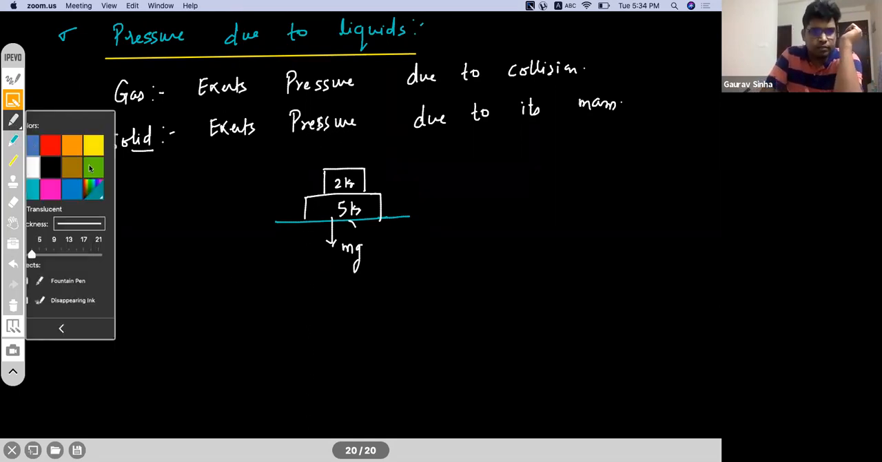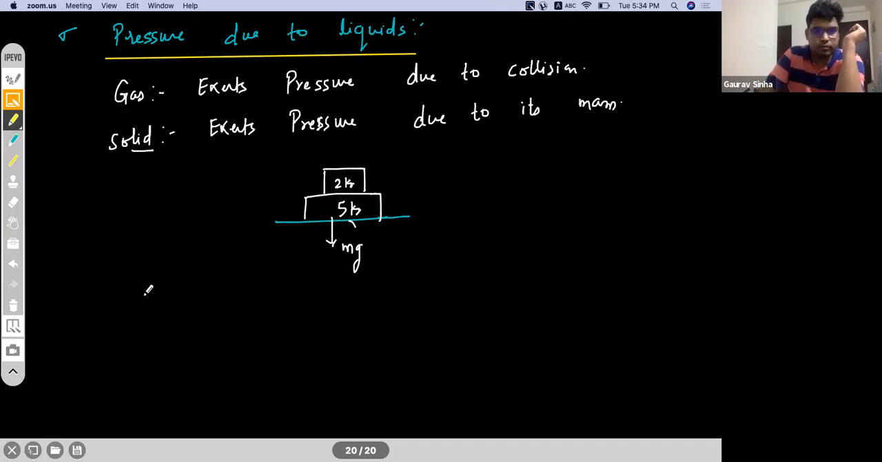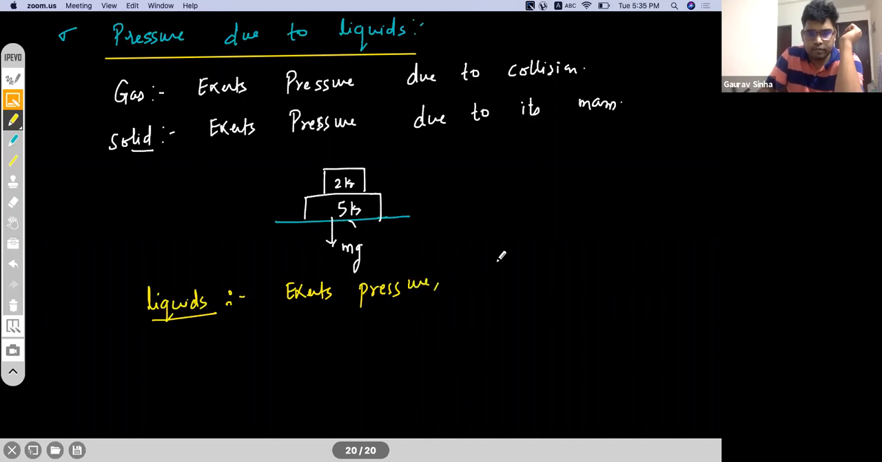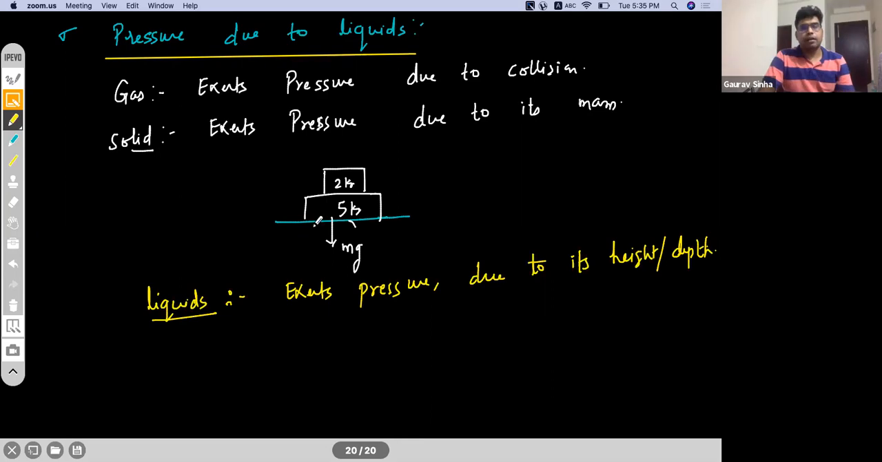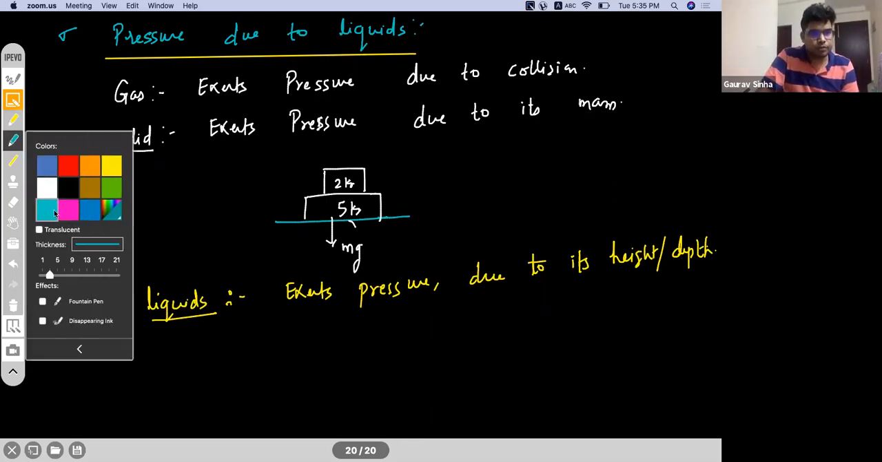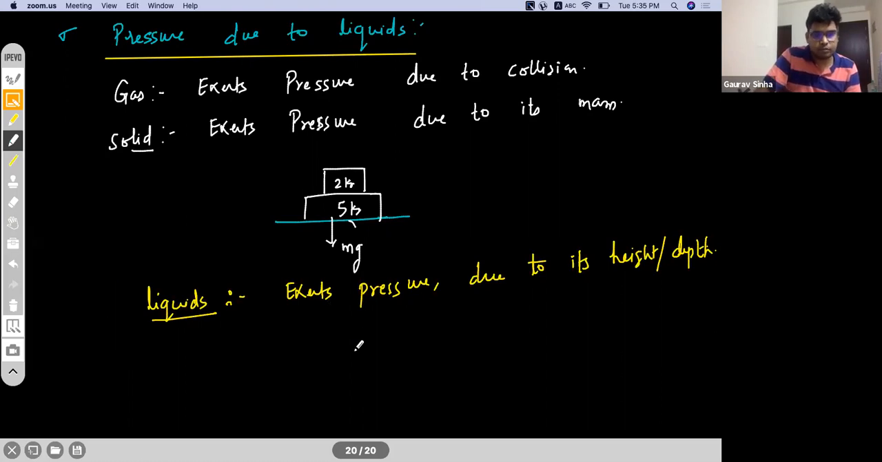When you talk about liquids, it exerts pressure due to its height or depth also, we can say, whatever. Depth. Okay. Have you seen this formula? I want you to respond, all of you. Have you seen this formula before? P is equals to H rho G.